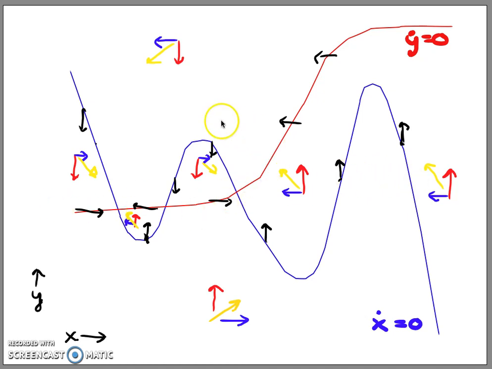So that is an example of just how you would sketch out the direction of flow in the phase plane. And in the second part, we'll show you how you can sketch some trajectories onto this phase plane.